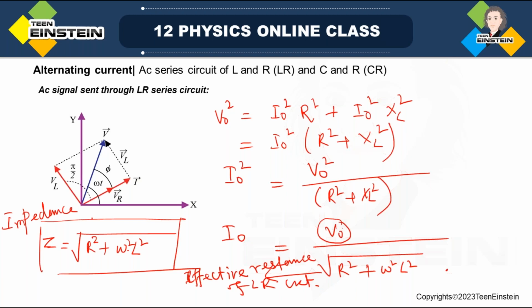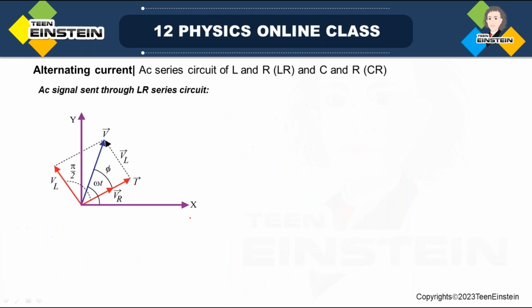So from here we can see, look at this figure. I'll erase this a bit, then I'll write I0 is equal to V0 divided by Z, or V0 divided by the square root of R square plus omega square L square. This is the amplitude of the current. See here from the phasor diagram, one can easily understand this. This is the current phasor, and this is the voltage phasor, and between them there is an angle of 90 degrees.